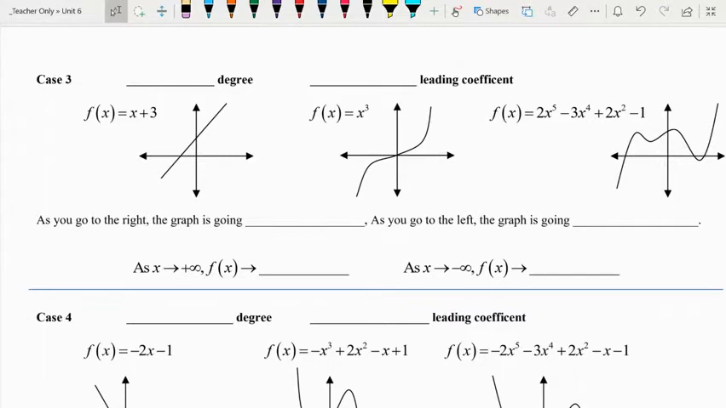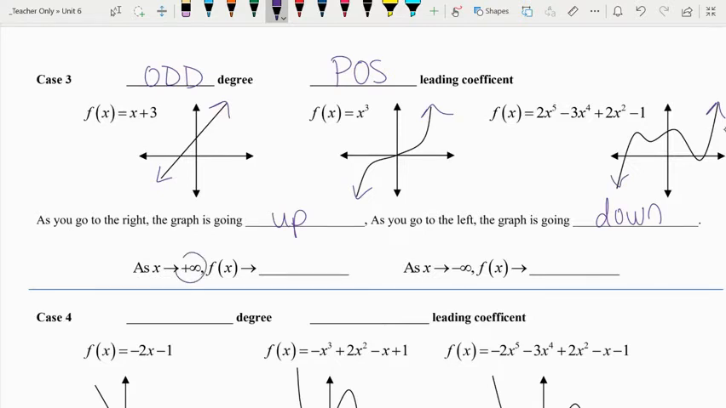Now that we did even, we're going to talk odd. If it's an odd degree, so 1, 3, or 5, basically, with a positive leading coefficient, as you go to the right, it's going up, and as you go to the left, it's going down. Notice down, up, down, up, down, up. No matter what, that's what it's going to be if it's odd and positive. So as we go towards the right, or positive infinity, it is also positive. And as we go to the left, which is negative infinity, it is also going negative because it's going down. So they match.